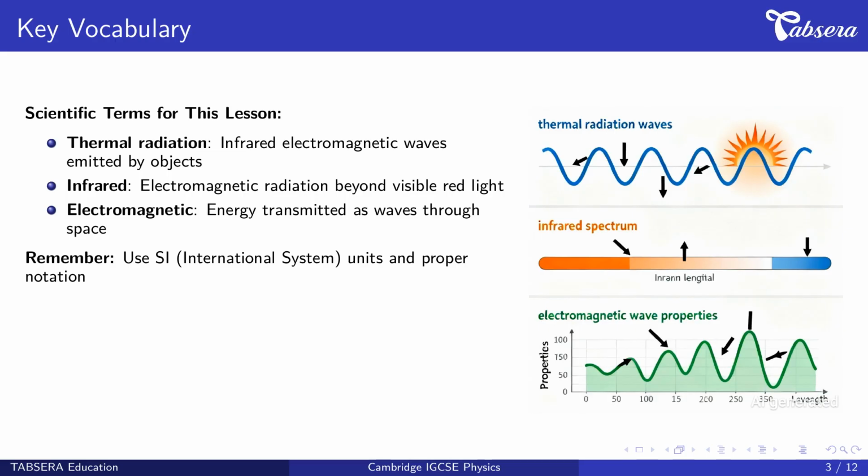Second, infrared, which means electromagnetic radiation with wavelengths longer than visible red light, typically between 700 nanometers and 1 millimeter. Third, electromagnetic, which means energy transmitted as oscillating electric and magnetic fields through space at the speed of light. Understanding these terms precisely is crucial for exam success and practical applications.